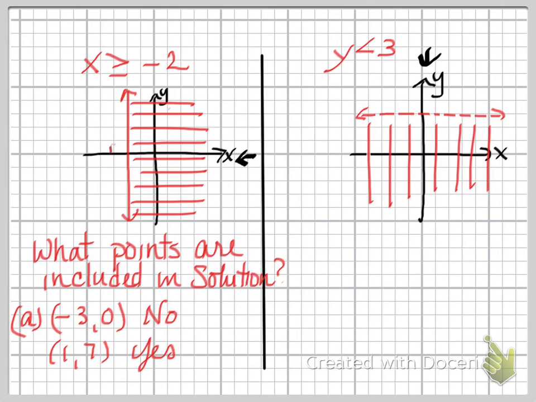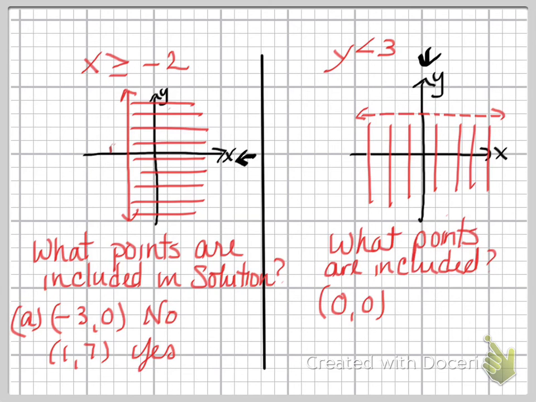All right, let's look at the other one. y is less than 3. Well, what points might be included in this? Let's see how you do. Is 0, 0 going to be included? Where is 0, 0? Right there. So that's a yes. What about 1, 5? Well, where's 1, 5? Go to 1, go up 5. Is that in the shaded area? 0, 0 definitely is, but 1, 5 is not. So if it is not in the shaded area, it would not be a part of the solution set.